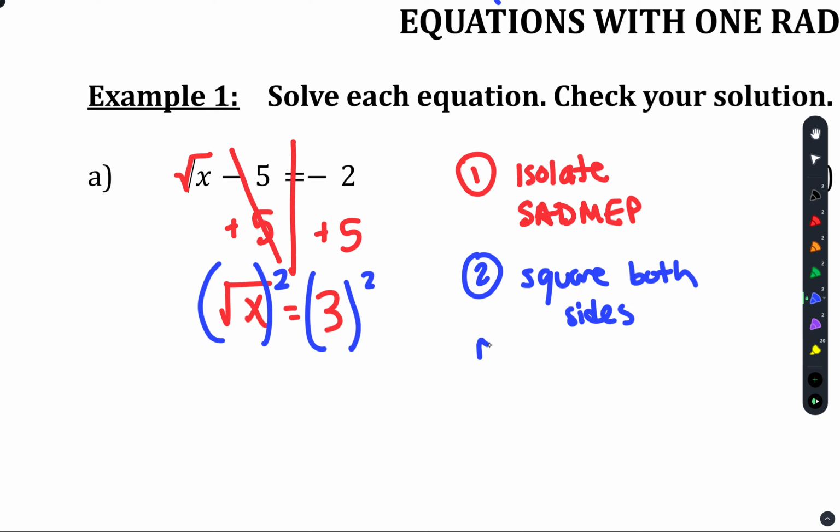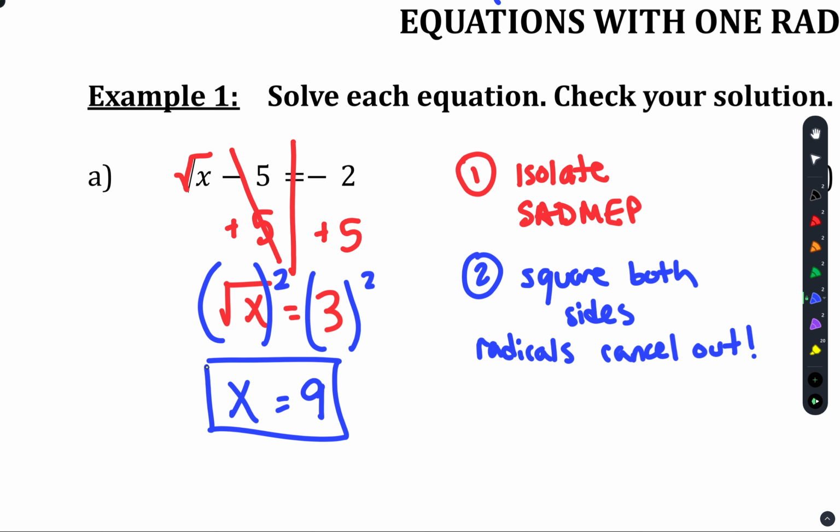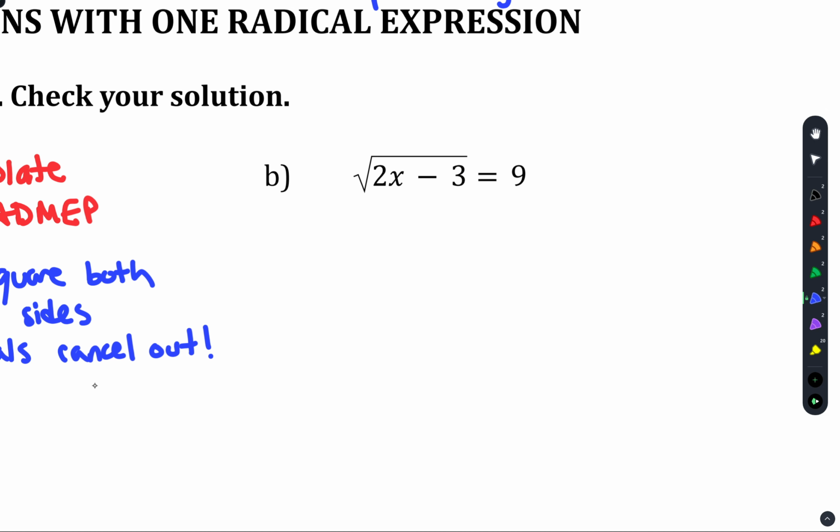When I do that, radicals cancel out. So on the left side, the square root of x squared is effectively going to cancel out that radical, cancel out the square. The only thing that's going to be left in there is whatever was on the inside, which is x. On the right side, 3 squared, we do that like normal. 3 squared is 9, and that's solved. Questions? Okay.